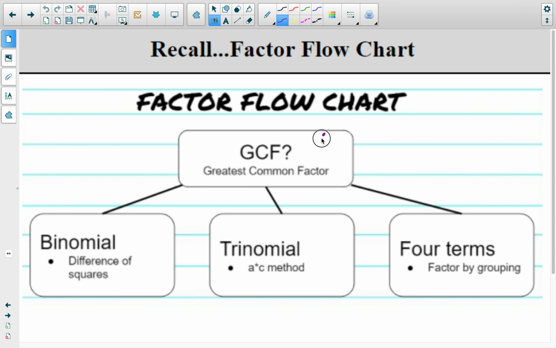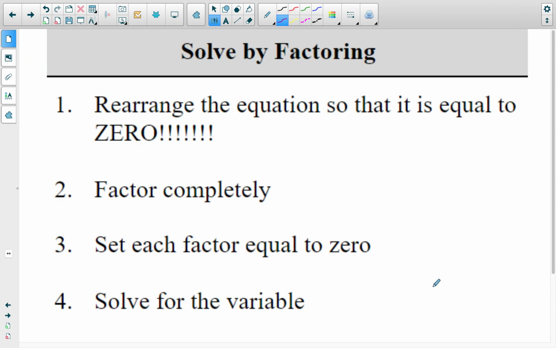First thing you want to ask yourself is, do we have a GCF, greatest common factor? If so, factor it out front. And then from there, you want to ask yourself how many terms are in the expression. If it's a binomial, you can try the difference of squares. If it's a trinomial, you can try the AC method or guess and check. Right? And if there are 4 terms, you're probably going to want to try factor by grouping. If you can't do that, then it's probably not factorable.